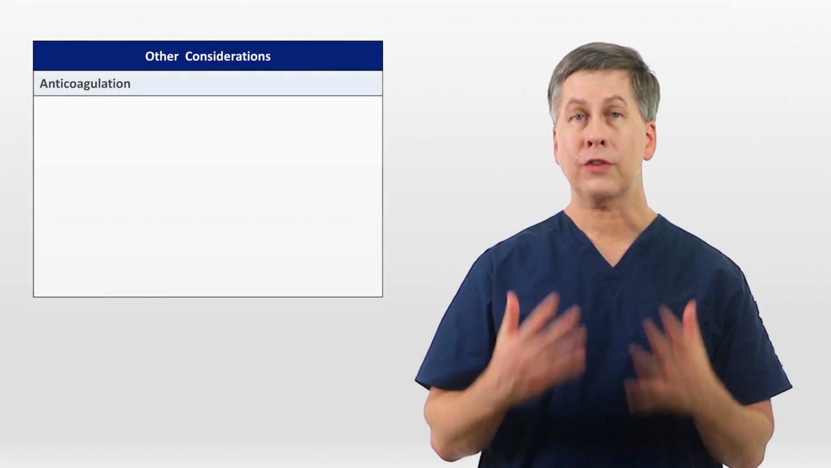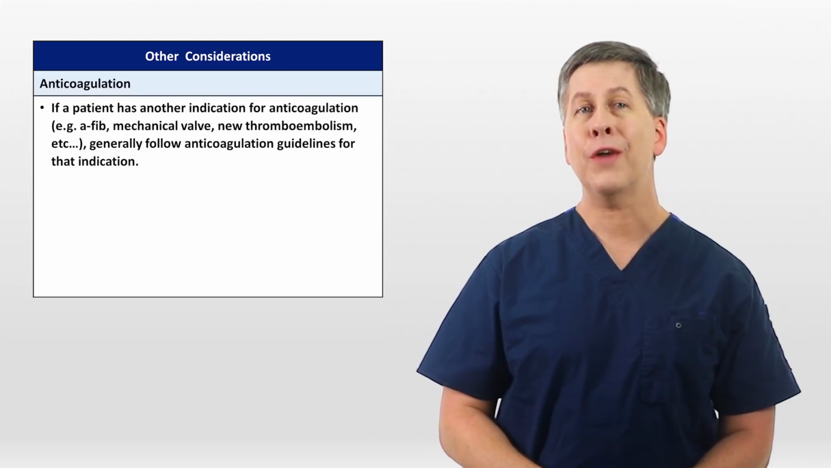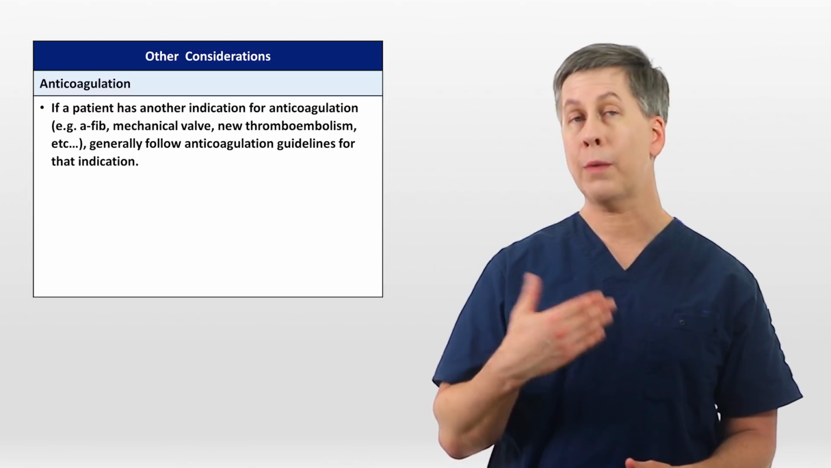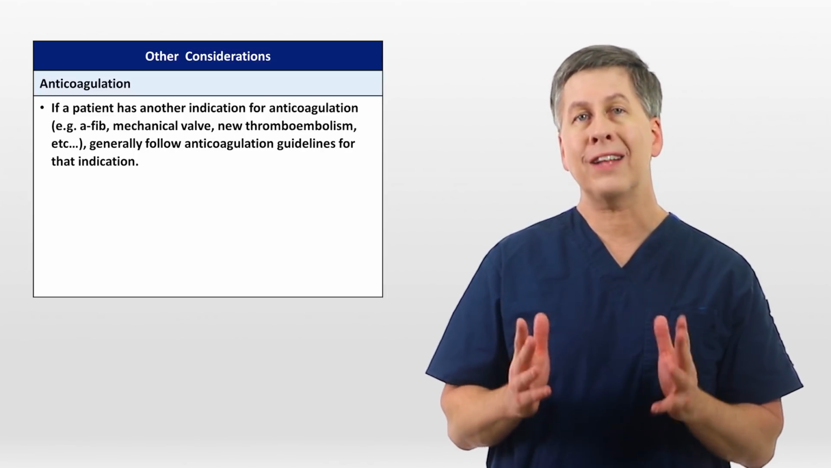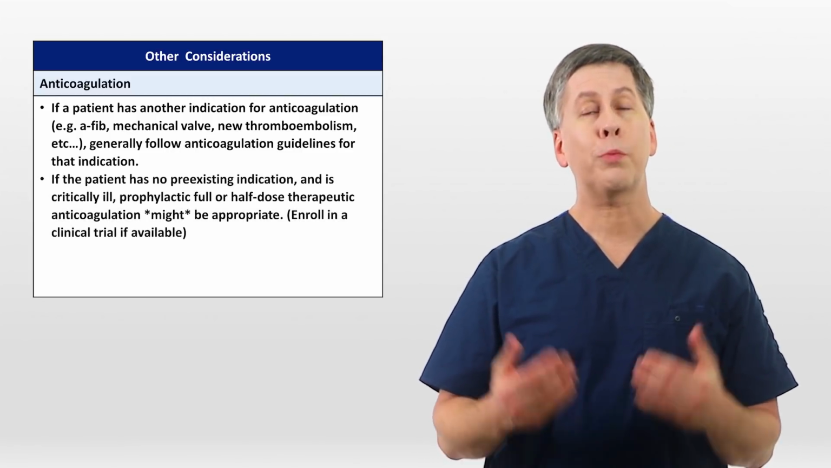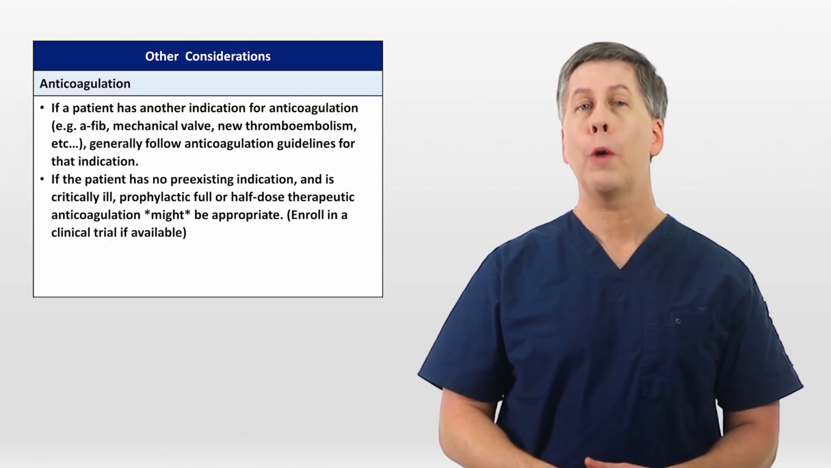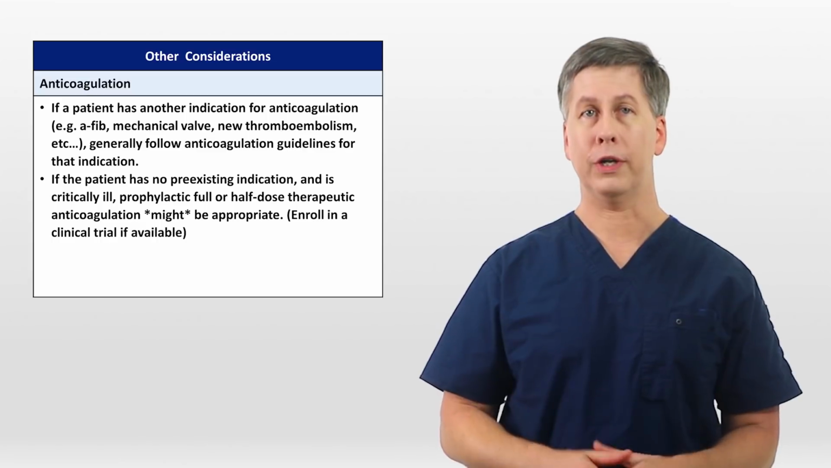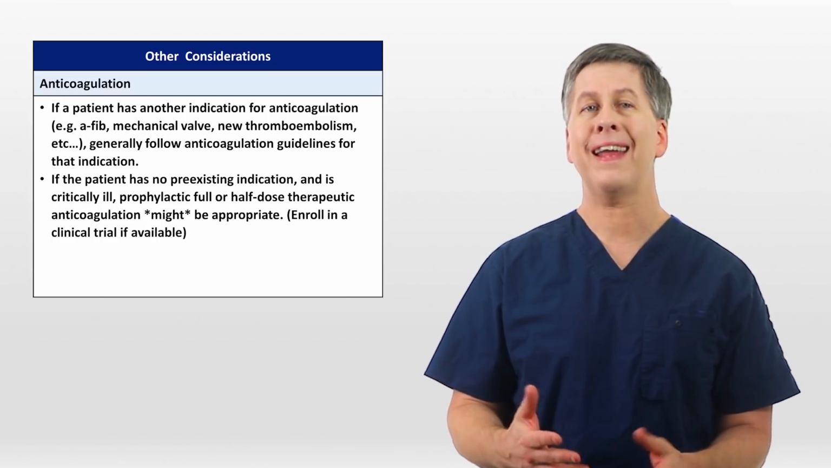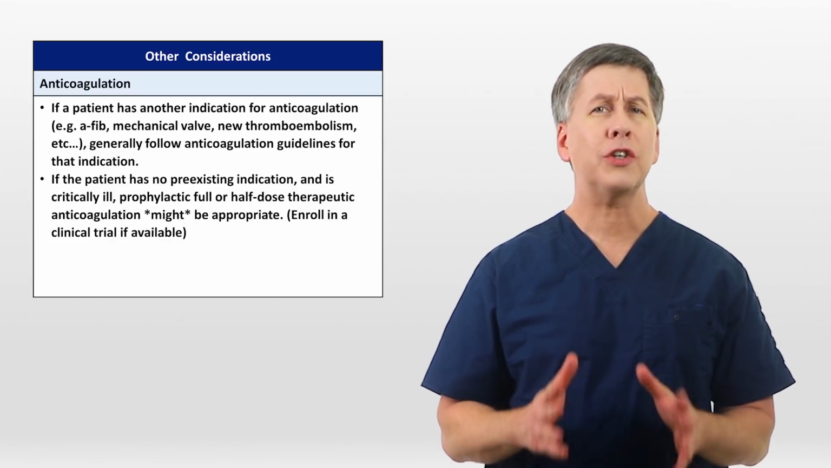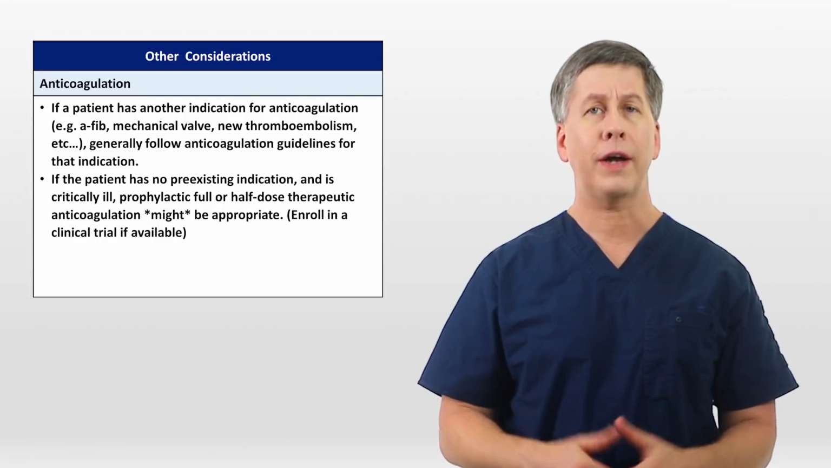There are a few other considerations with treatment. One is anticoagulation. If a patient has another indication for anticoagulation, such as atrial fibrillation, a mechanical valve, or new thromboembolism, generally follow anticoagulation guidelines for that indication. If the patient has no pre-existing indication and is critically ill, prophylactic full or half-dose therapeutic anticoagulation might be appropriate. Although we know these patients are at a high risk of developing thrombosis in various locations, we don't actually know yet what the best approach is to anticoagulation.